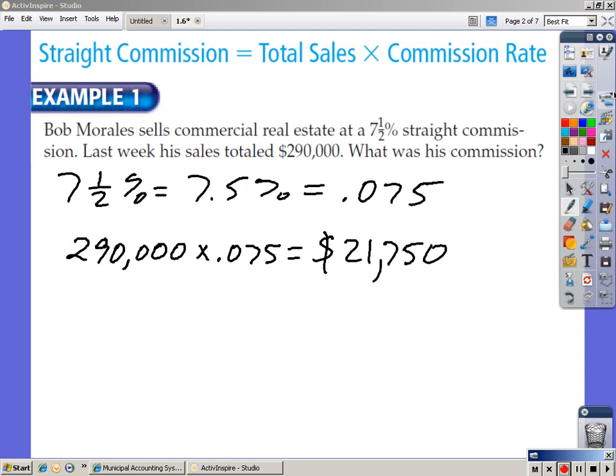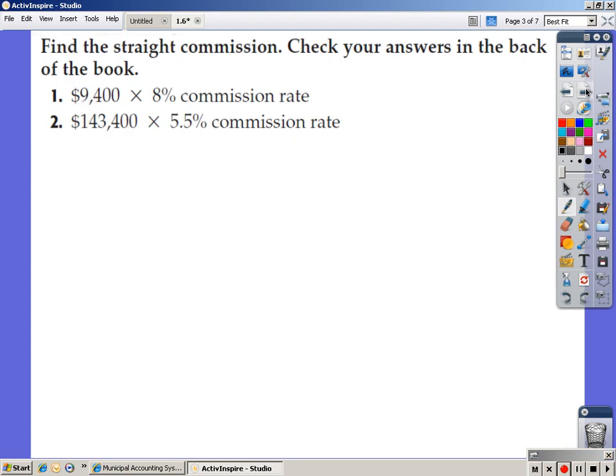So let's go ahead and look at problems 1 and 2 on your homework. This shouldn't take you but a couple seconds. Press pause and work these. Play when you've got them worked out.